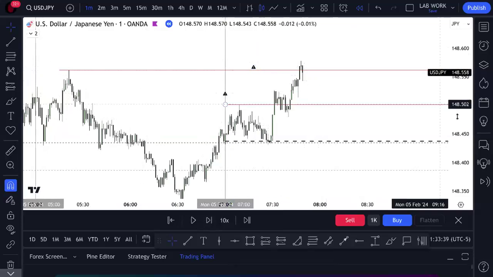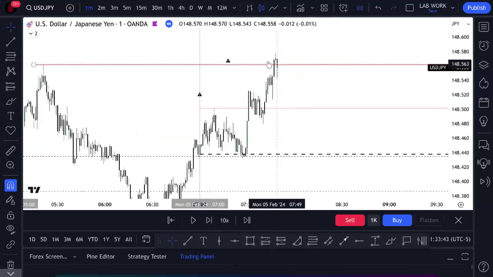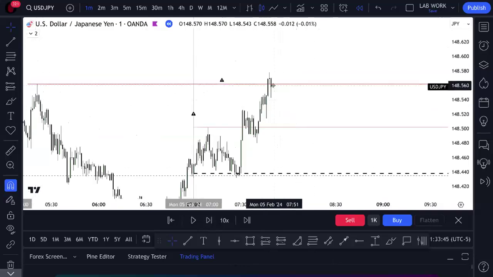At this point, I'm still waiting. Am I initially going to go short off that break? You can, but I'm not. Because what if I go short here and price runs another 30 pips up? I'm going to be in drawdown. So I don't like to take that approach. Just because price breaks the high doesn't mean I have to go short right there. I want to take as little risk as possible, right? I'm trying to minimize the risk.